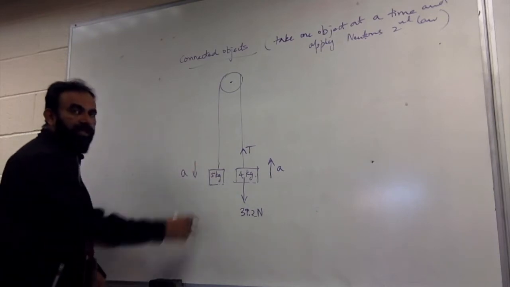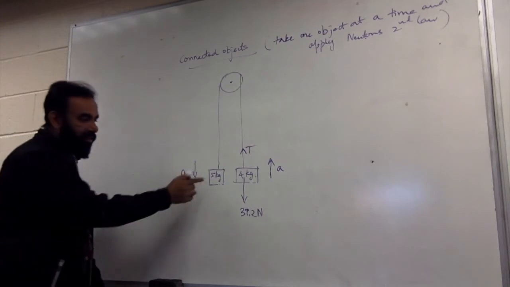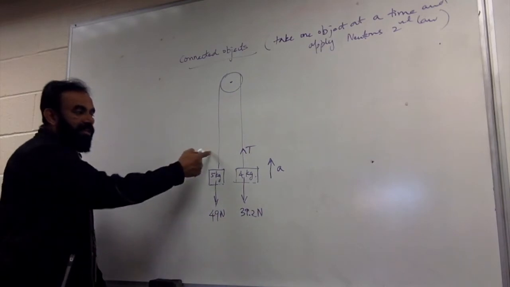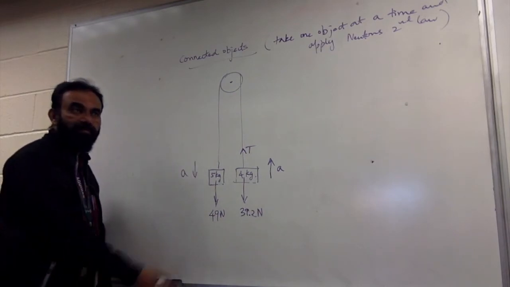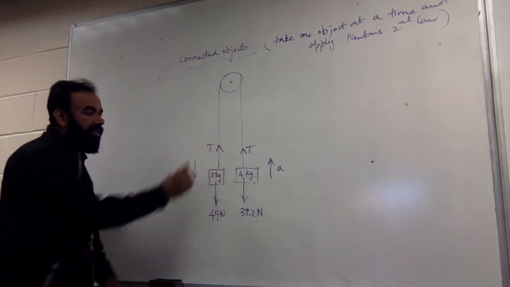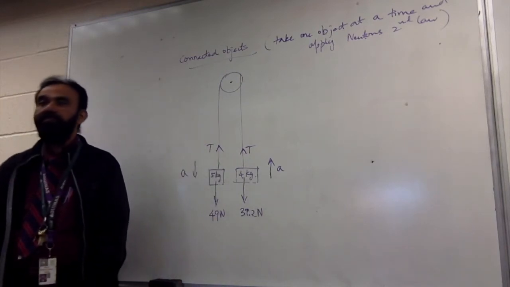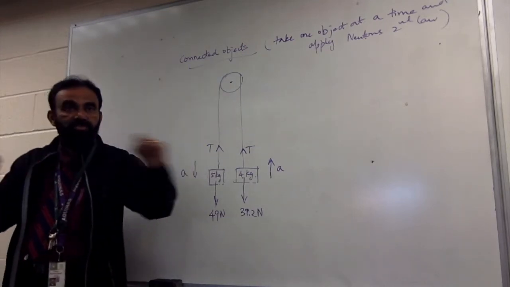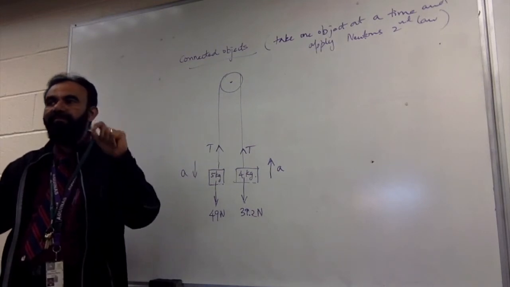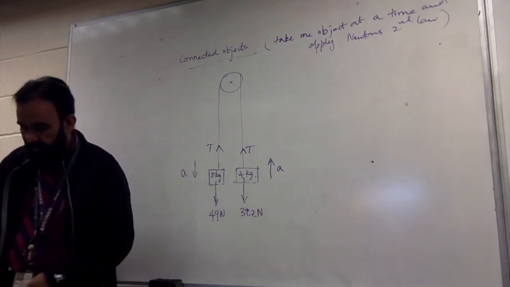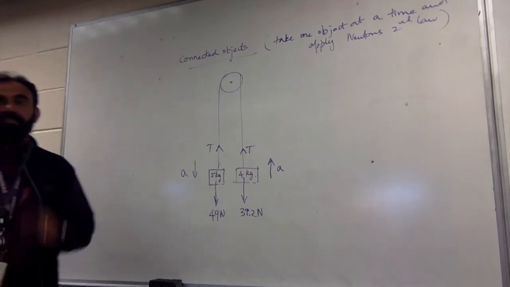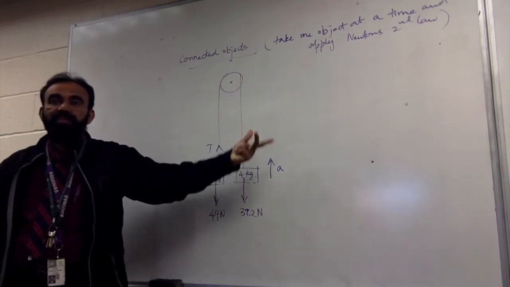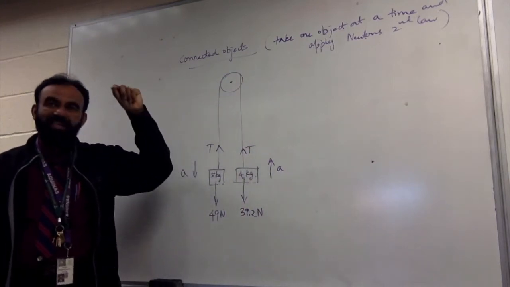Now let's look at this object for the time being. We already understood the physics there. So here, the force acting downward is how much? 49 newtons. What's the force acting upward? Tension. Is this tension and this tension the same? Yes, because it's the same string. As long as the string is the same, the tension is going to be the same everywhere. I think I discussed this earlier. It's the same string, it's just rolling over a pulley, and the pulley is frictionless also. So these two tensions are exactly the same.